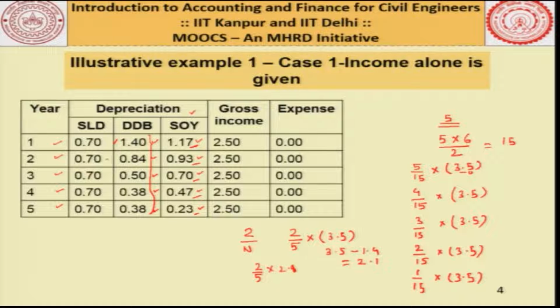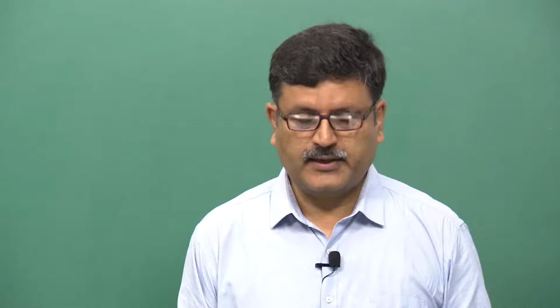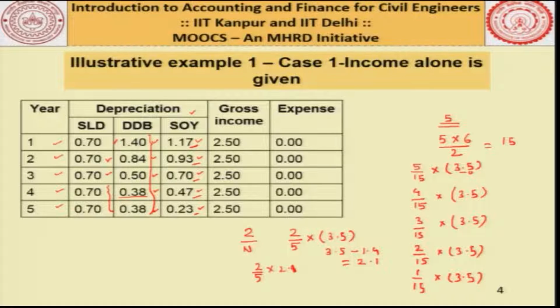And this is coming to be 0.84. Likewise, for the third year it is going to be 0.50, and fourth and fifth year, if you see very carefully here, I have switched it over to a straight line method of depreciation, because otherwise the depreciation for fourth year was coming to be lesser than straight line method. If I would have gone in for double declining balance method even for fourth year, my depreciation in that year would have been lesser than a straight line method. So, tax authorities allow me to make a switch.